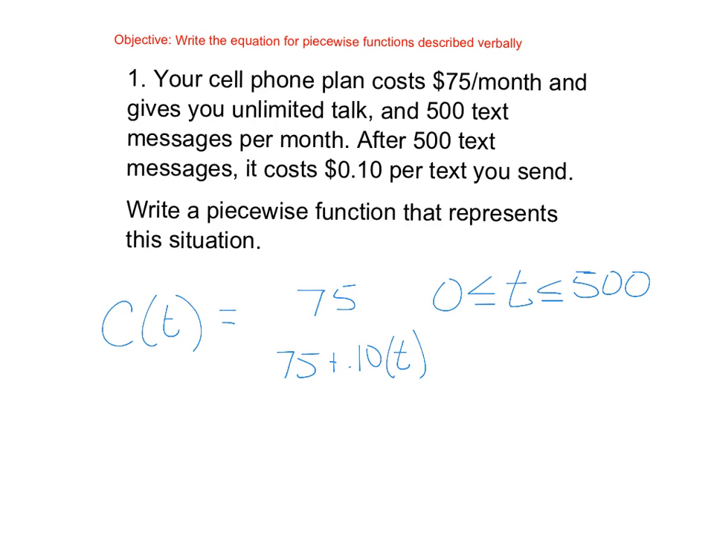So look at that and tell me why that's wrong. So the problem there is the first 500 are free. So here, if you send 501 text messages, you're only being charged 10 cents because it's 10 cents past the 500. So we actually have to change this, and it's not T, it's T minus 500 because we're only being charged past those 500 text messages, okay? So that is your piecewise function.